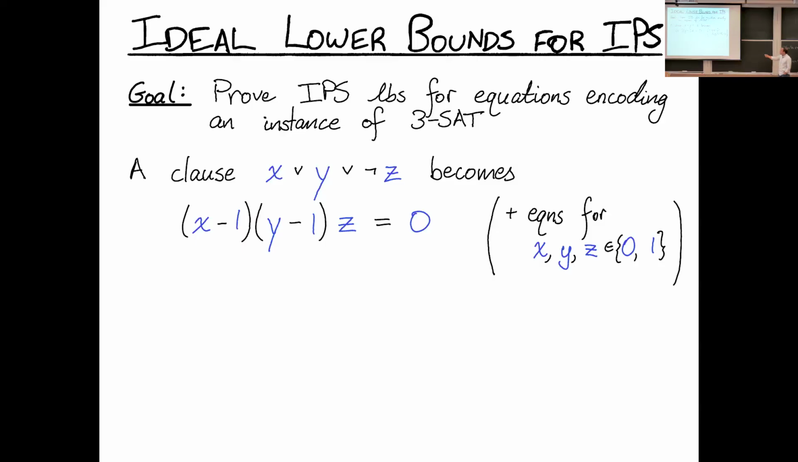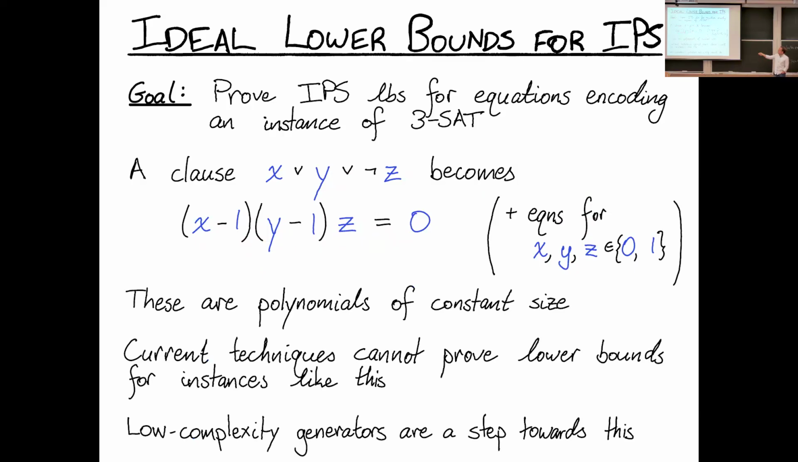Well, for example, if you take a clause, which is, say, x or y or not z, well, you encode it by this very simple polynomial, (x minus 1) times (y minus 1) times z equals 0. This forces either x has to be 1, or y is 1, or z is 0. And of course, you write down some equations that force all the variables to be Boolean valued. The key point here is that these polynomials that encode the clauses of a 3CNF formula, they're polynomials of constant size. And current techniques in proving lower bounds for IPS, they can't prove lower bounds for systems of equations that encode 3CNFs. You need some complexity in your system of equations.